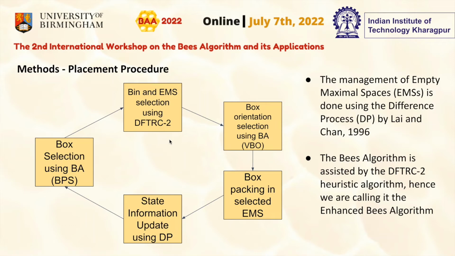Now coming to the actual placement procedure, first we select the box using the Bees algorithm and the box packing sequence that it has given us. Next we select the empty maximal space and the bin using the DFT-RC2 algorithm, and we select the box orientation using the vector of box orientations in the Bees algorithm, and we pack the box in the selected EMS as I've shown to you in the empty maximal space slide. And now we update the state information using the difference process by Lai and Chan. The reason we're calling this Bees algorithm the enhanced Bees algorithm is because it's assisted by the DFT-RC2 algorithm, which is also a heuristic algorithm.